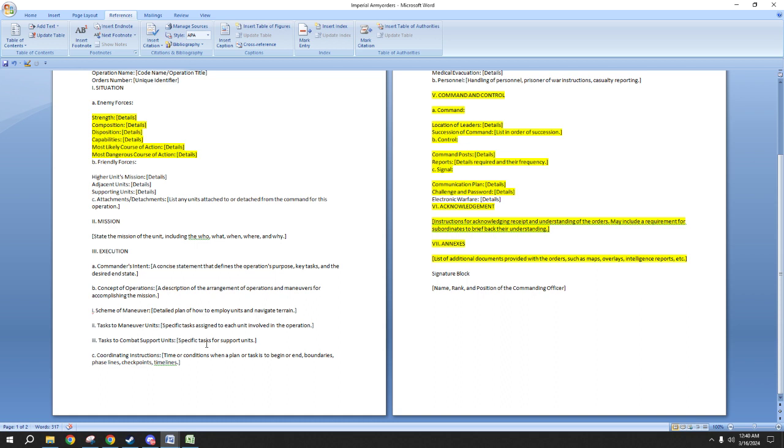Concept of operations. What are you going to do? Is first platoon going to go up the middle and second platoon flank from the right while third platoon follows on in reserve? Things of that nature.